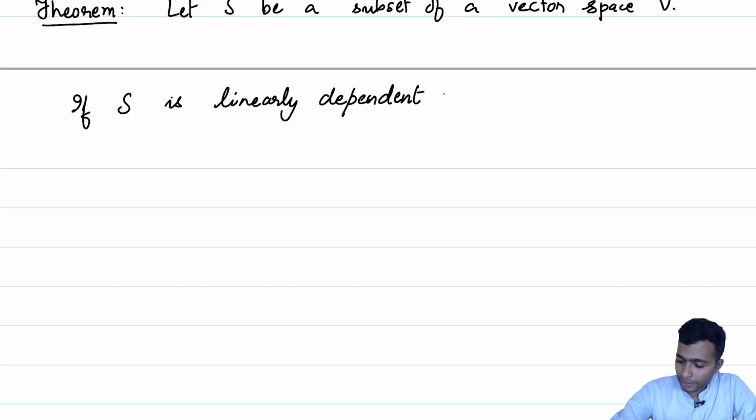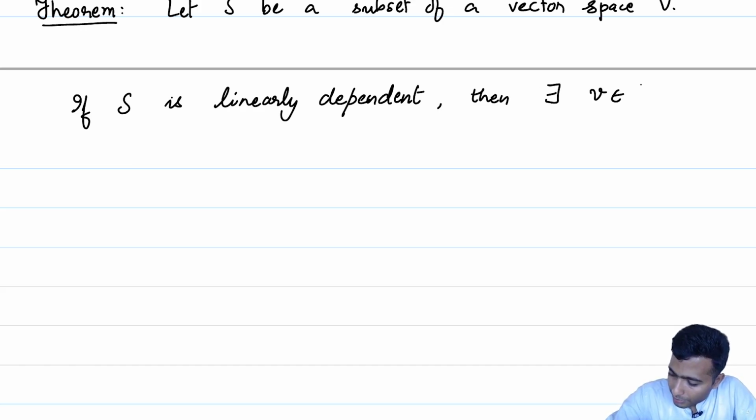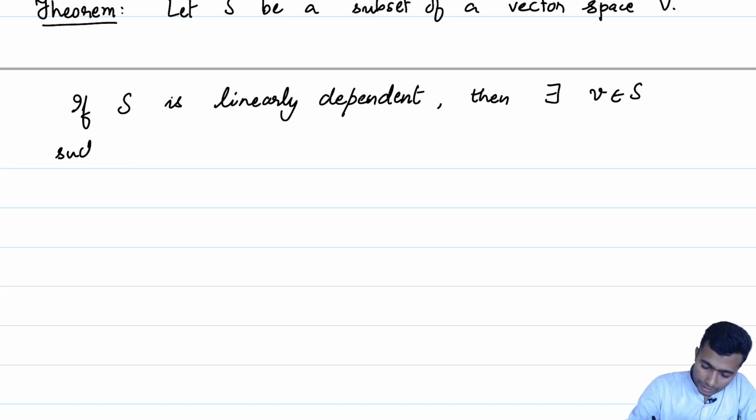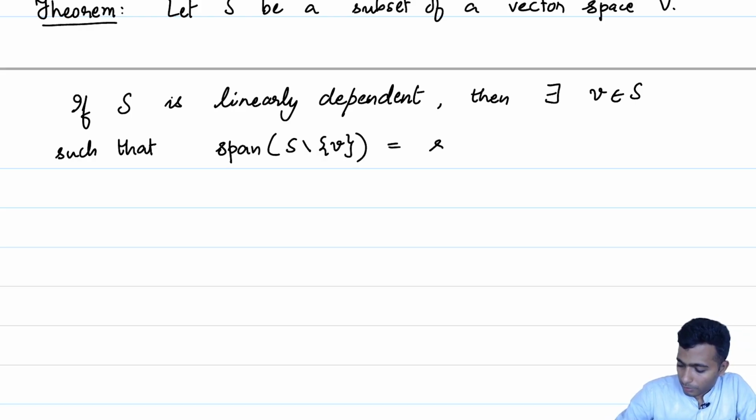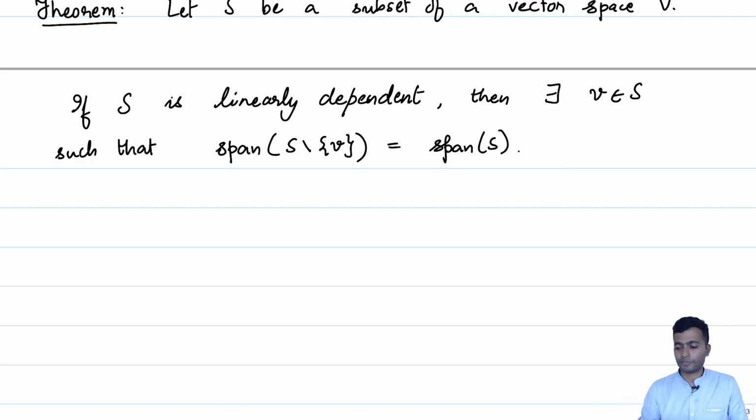So, if S is linearly dependent, then there exists a V in S such that the span of S minus V is equal to the span of S. You throw out one vector from S, the span does not change. That is what this part of the theorem says. We will also write a converse.